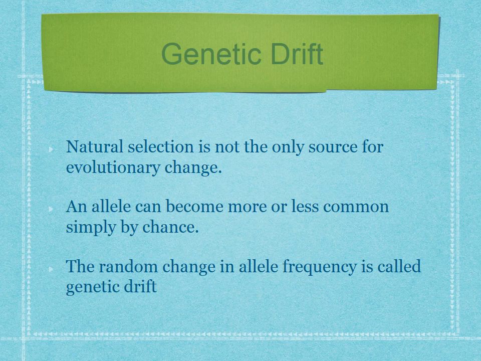So we can start talking about genetic drift as well when we talk about all this. And essentially, natural selection is not the only source for evolutionary change at all. An allele can become more or less common simply by chance. And that random change in allele frequency is called genetic drift. And we see genetic drift occur in a lot of different ways.